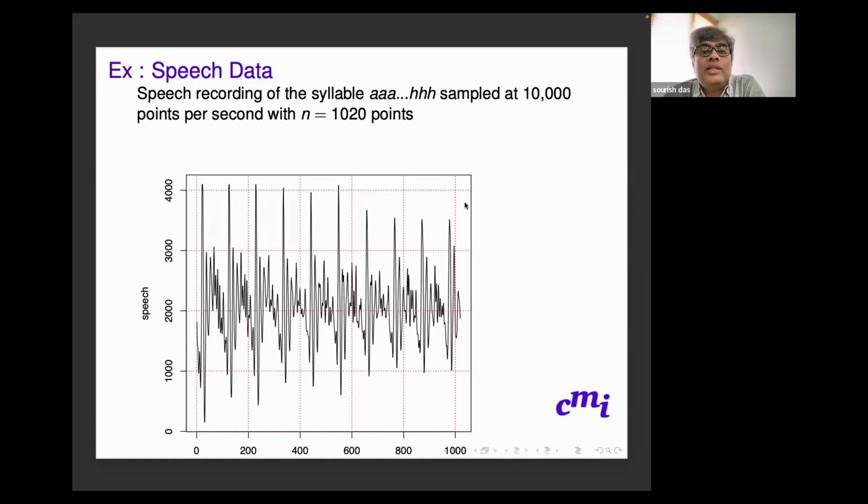Speech data. So one syllable, somebody says "ah," and that "ah" is sampled at 10,000 per second, so 10,000 points will be recorded. And here we have just plotted 1020 points. So it is like 1/10 of the 1 second. And this "ah" sound that we create, see the complexity of that sound in the 1/10 of the 1 second.